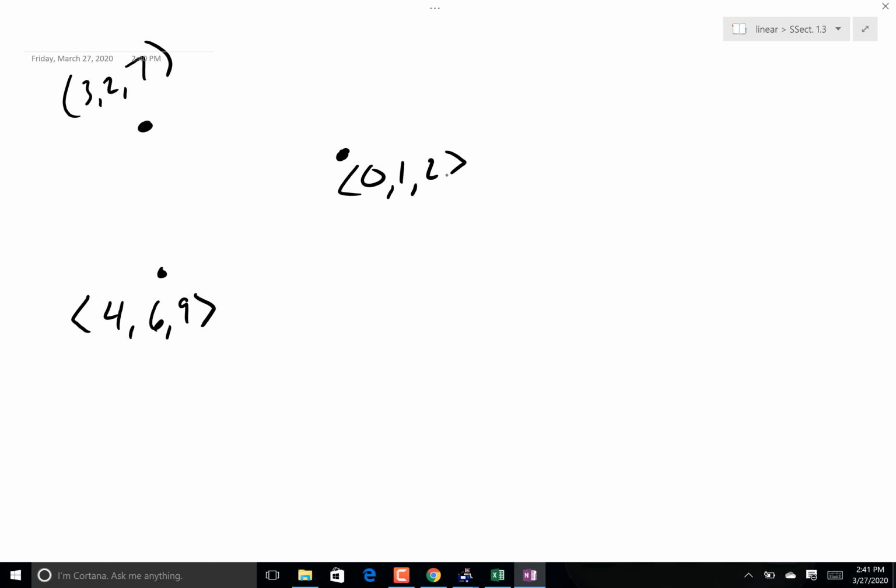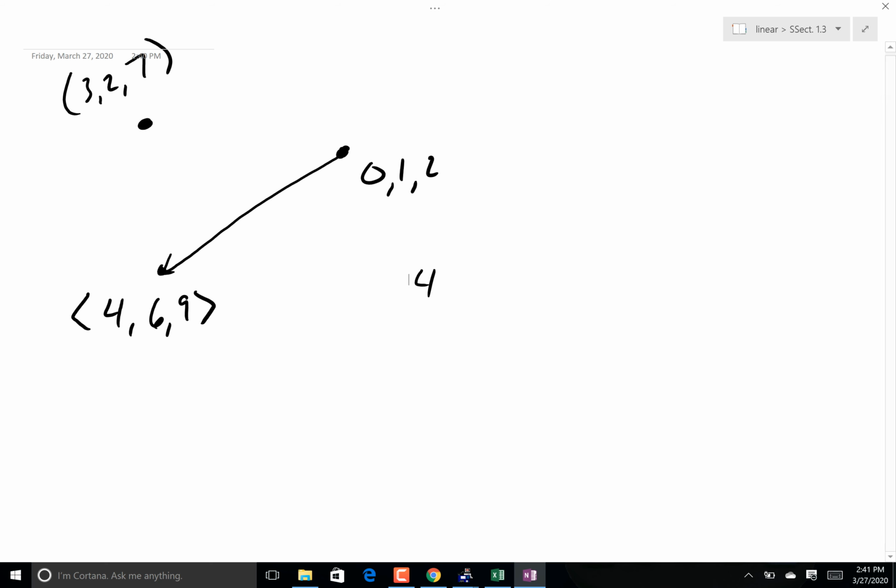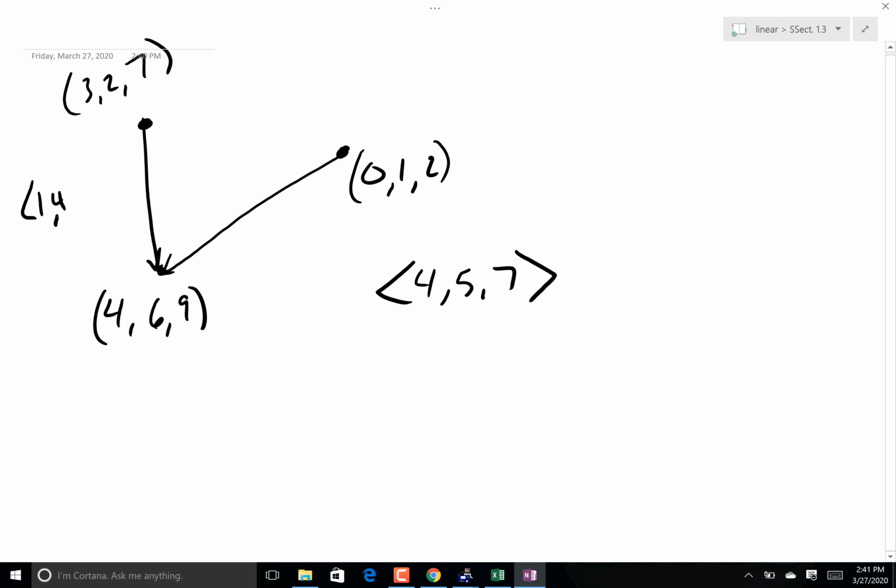We need 2 vectors, and with 3 points, there are actually 6 vectors that you can do. For instance, I could come from here to here. That would give me 4... oops, these are points, not vectors. But from here to here would be 4, 5, 7, and from here to here would be, for instance, 1, 4, 2.